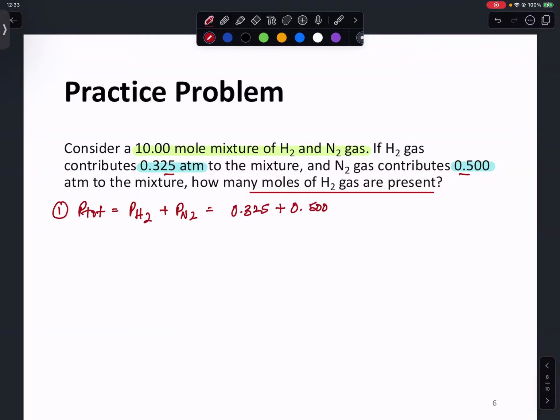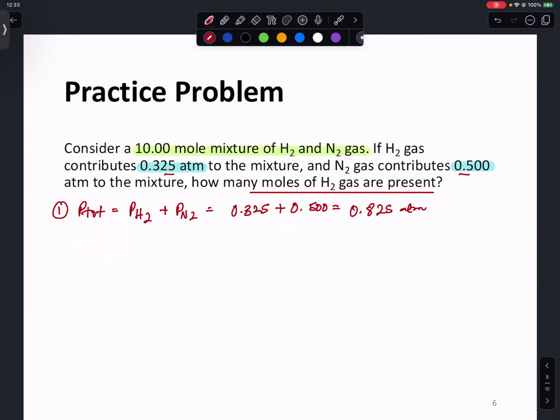Another thing is, when you are solving these kinds of problems, make sure that the units of the partial pressures are the same. If not, just convert them to one unit. It doesn't matter which one you choose, as long as it fits within the theme of the problem. So 0.825 atmospheres right here.